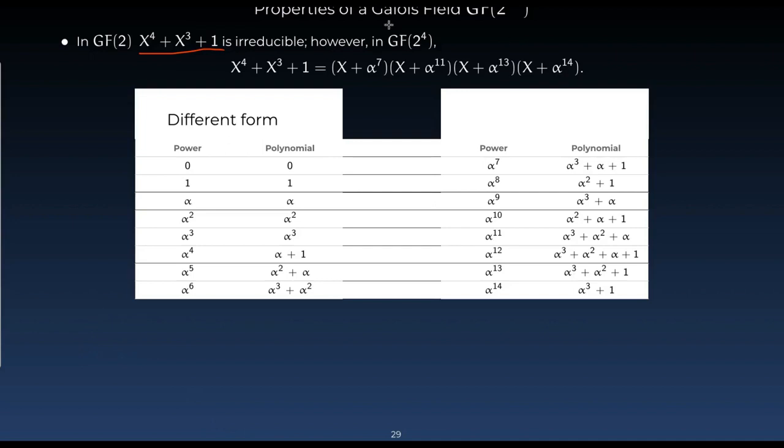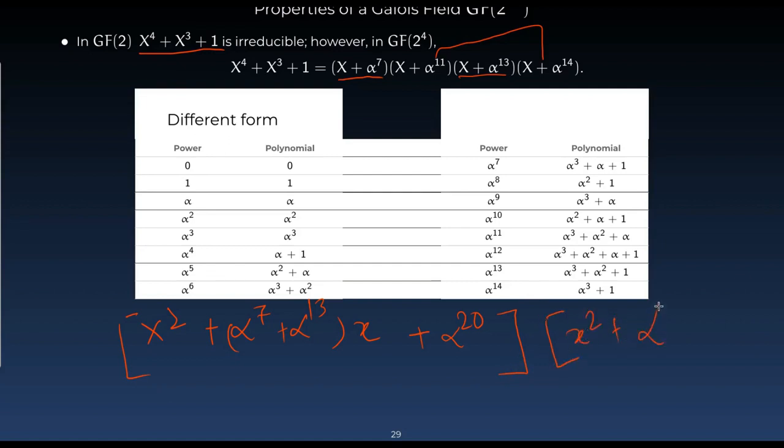If you multiply alpha^7 and alpha^13 together, and these two together, then I will get x^2 plus (alpha^7 + alpha^13) times x plus alpha^20. And the second one, when we multiply alpha^11 and alpha^14, I will have x^2 plus (alpha^11 + alpha^14) x plus alpha^25.